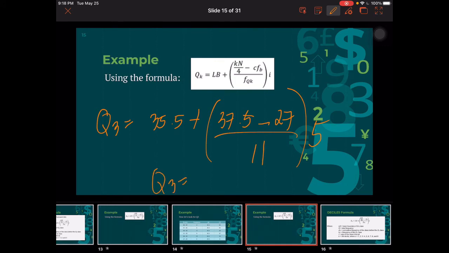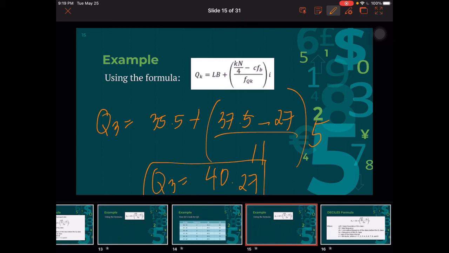Now, using our trusty calculator na hindi ko na ipapakita kasi baka mamaya mahilo kayo, 37.5 minus 27 divided by 11 times 5 plus 35.5. We will get 40.27. Okay? So this means 40.27 is your third quartile, or 75% of your data scores fall below 40.27. Okay? So, ganun lang siya. Madali lang. Now, paano yung pinagkaiba ng deciles at saka ng percentiles?